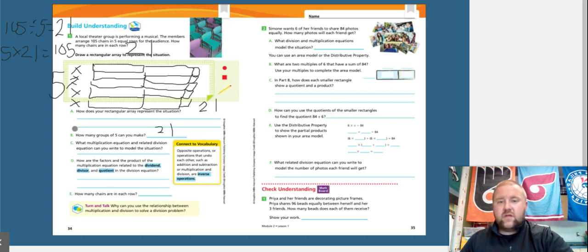All right. Hopefully these 2 examples helped you with making visual connections of how division and multiplication relate to one another.